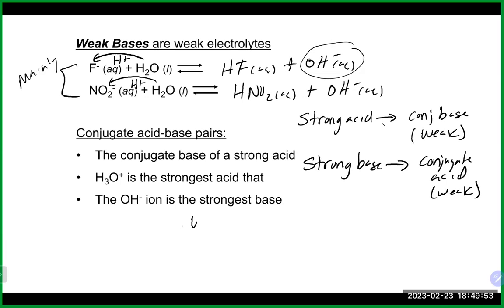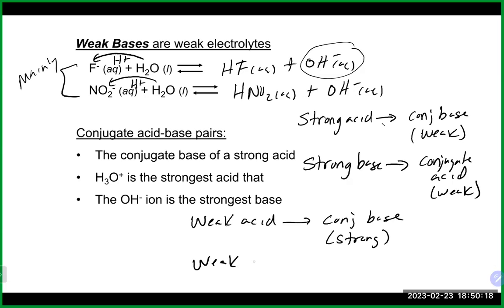Now, if you have a weak acid, its conjugate partner, the conjugate base, will be relatively strong. When we talk about it being relatively strong, we're not talking about it being really a strong base, but it will continue to react. We'll talk about that a little later on. That's an important relationship. And our weak base, its conjugate acid, will be relatively strong as well.